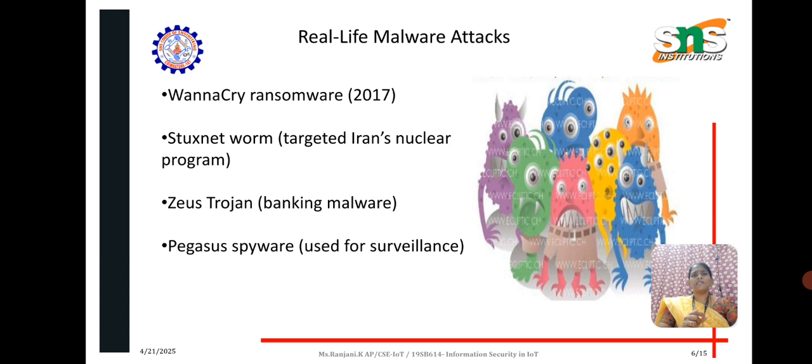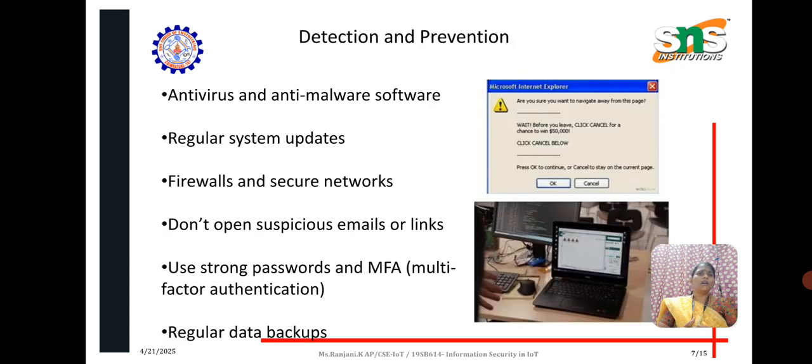So let us see what are the real-time malware attacks. There is WannaCry ransomware, Stuxnet worms, Trojan viruses and spyware. These are a few real-time malware attacks, and now how detection and prevention can happen. Antivirus and anti-malware software can be used to protect our data and to detect viruses, which should not affect our computer or systems. And we have to update our systems regularly, so that it protects our data and our system is highly secured.